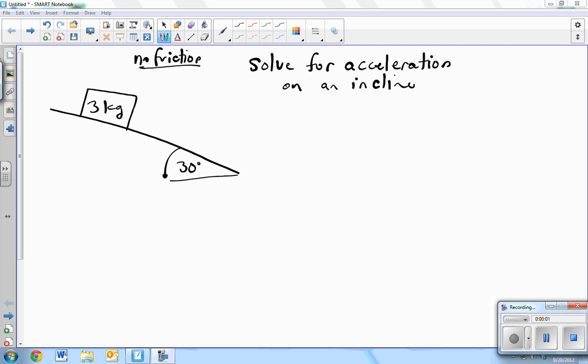So let's talk about inclined planes. Inclined plane without any friction. A 3 kilogram object is going to slide down this inclined plane and we're going to solve for the acceleration. What is the first thing we do with all force problems? Draw a free body diagram.